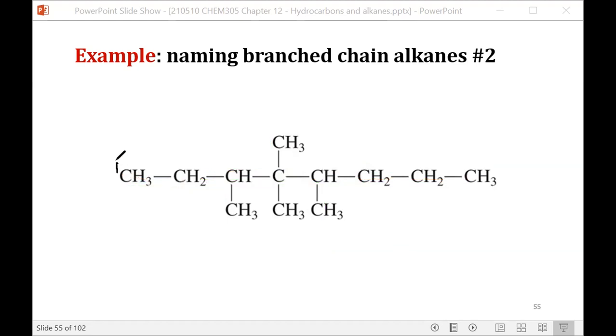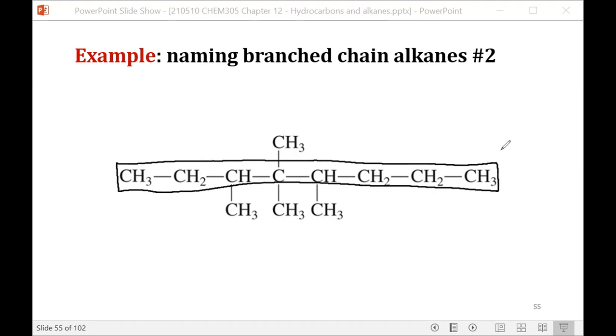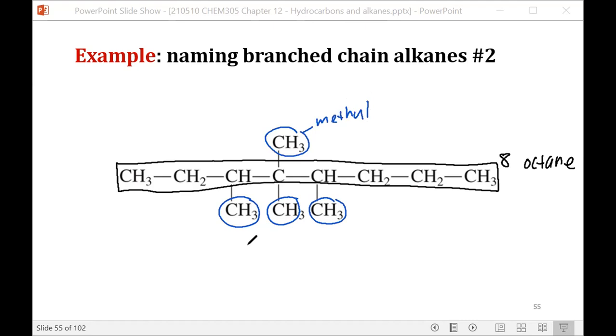So our parent chain is here. It has 8 carbons, so that's going to be octane. Now off of our parent chain, we've got 4 substituent groups. They're all methyl groups, CH3, so I'm going to circle them all in blue. And these are all methyl too.